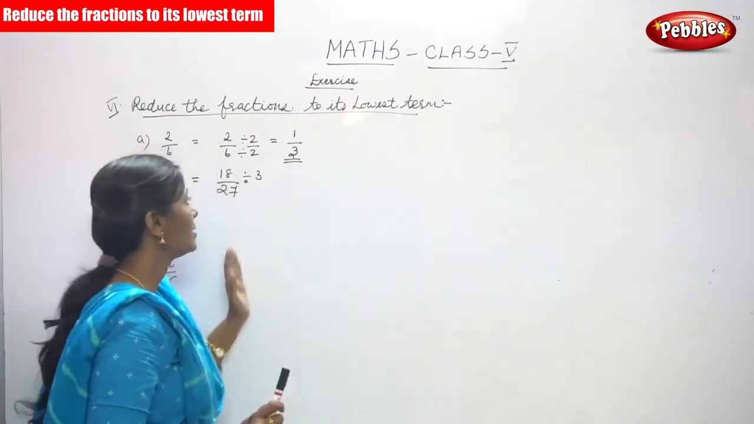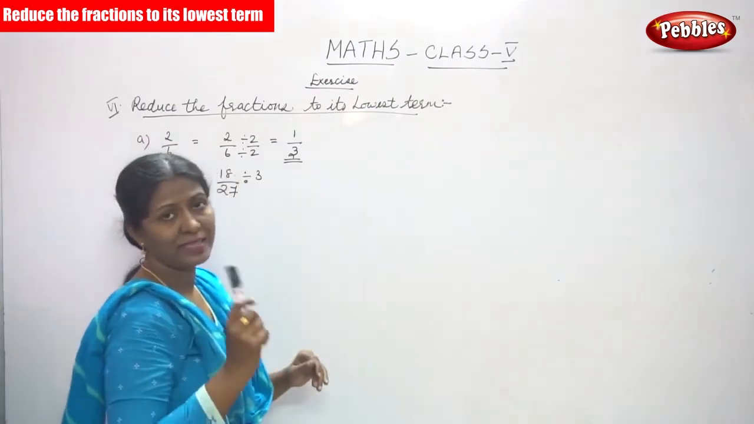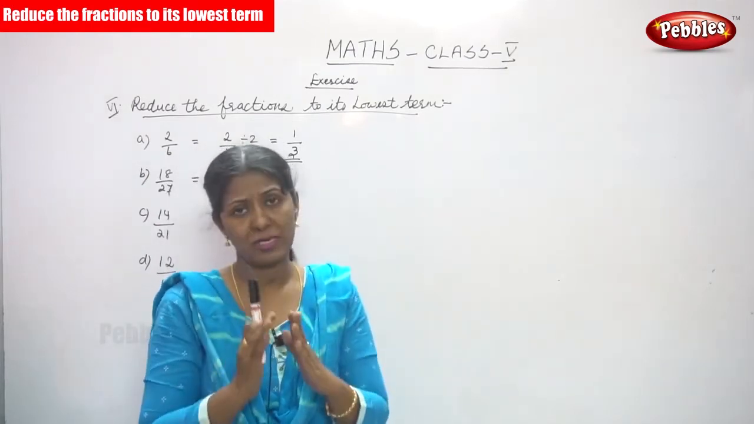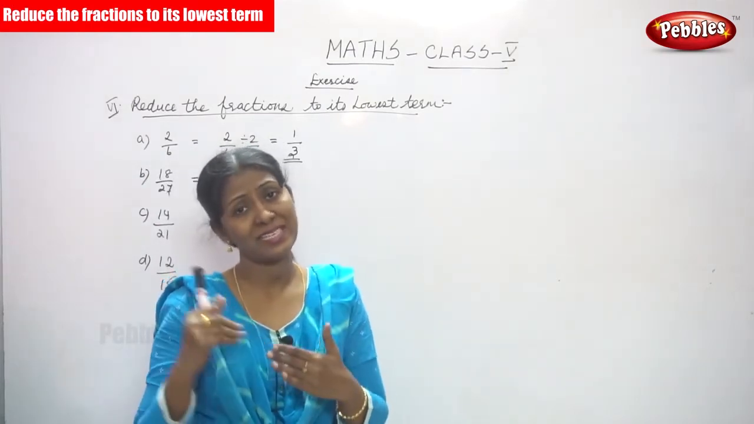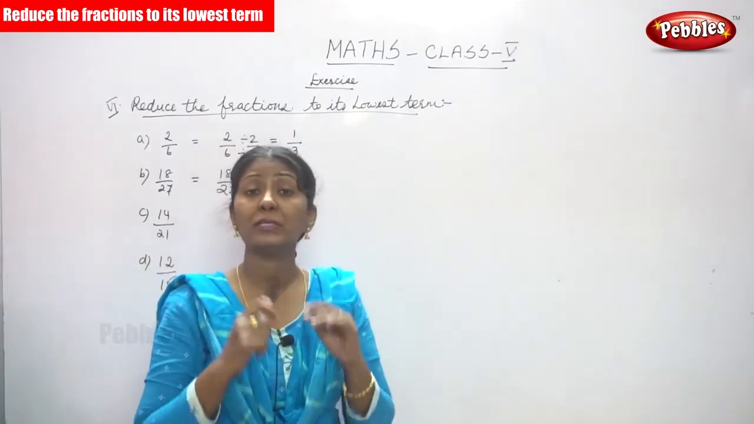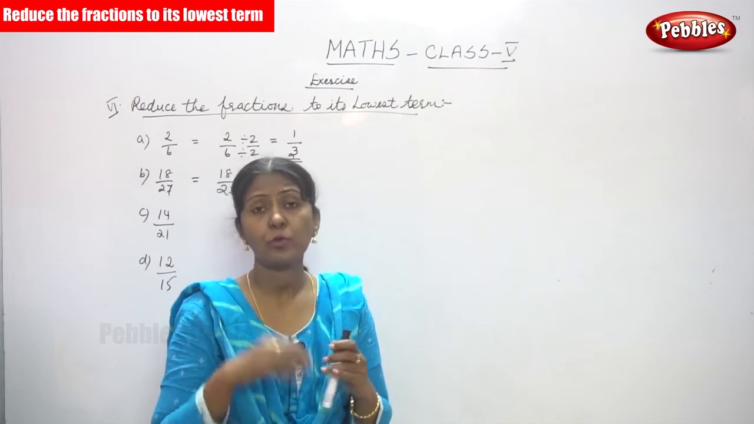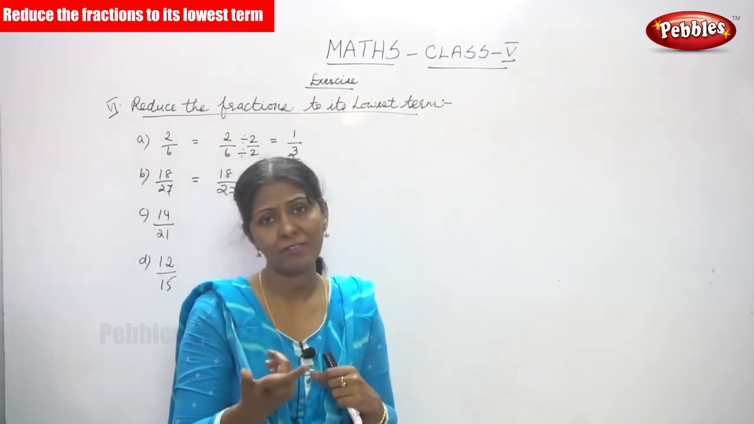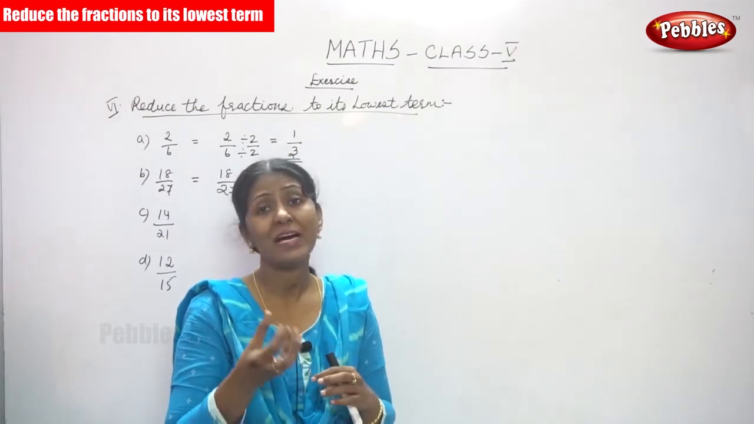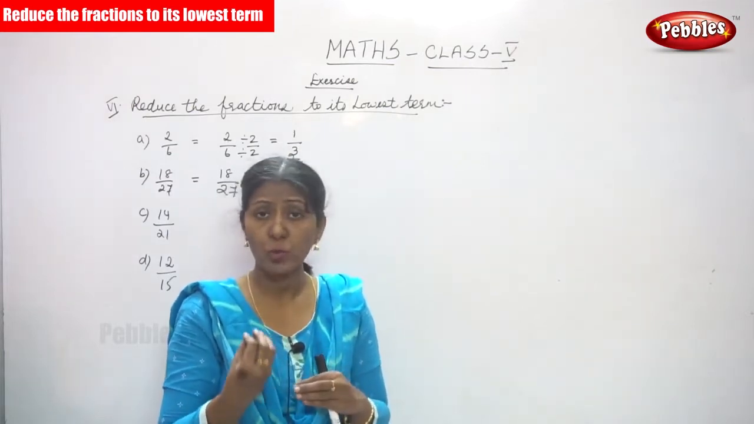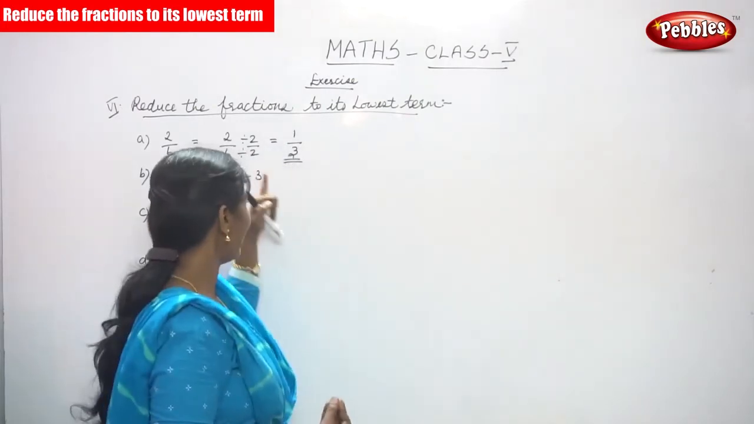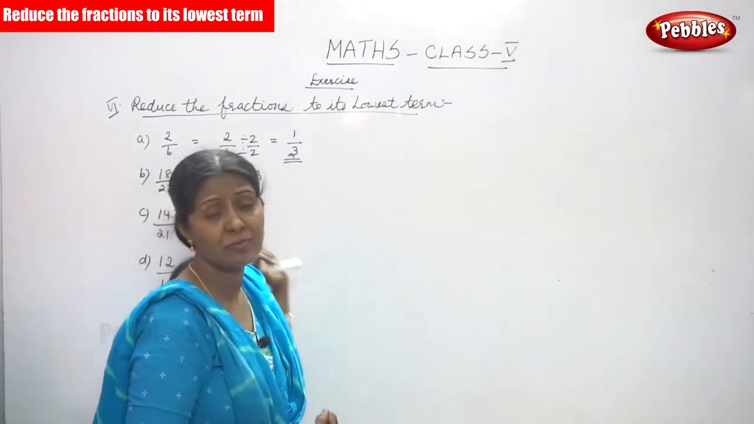So again, repeat: 18 by 27 is a fraction. You have to make the fraction as simple as possible, the lowest term. So you have to divide the fraction. First you have to find the common factor. That means you have to take a very low number, and with the help of that number you have to divide this fraction.